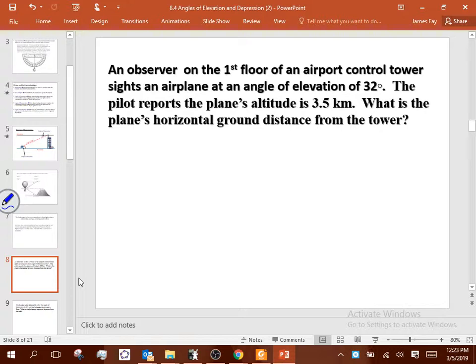angle of elevation of 32 degrees. The pilot reports the plane's altitude is 3.5 kilometers. What is the plane's horizontal ground distance from the tower? Okay? All right, so let's go back to the first line.